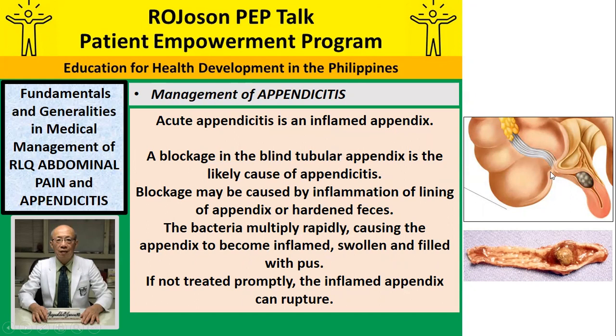So once you have this obstruction, the bacteria will just multiply rapidly, causing the appendix to become inflamed, swollen, and filled with pus, okay? So this has to be removed right away. If not treated promptly, the inflamed appendix will just rupture. Okay.